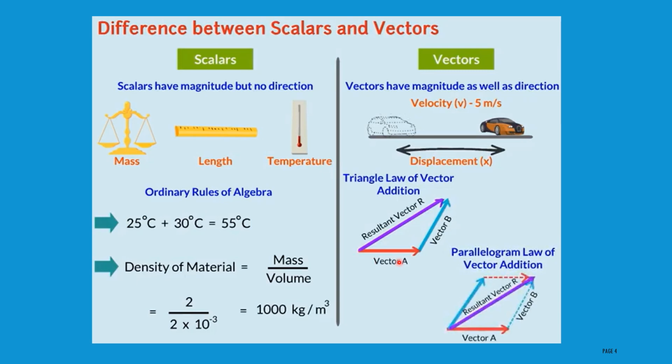Here consider vector A and vector B. Directly you can't add vector A and vector B. We have to follow some rules. That rule we call the triangle law of vector addition. Then after adding these two, we will get a resultant vector R.